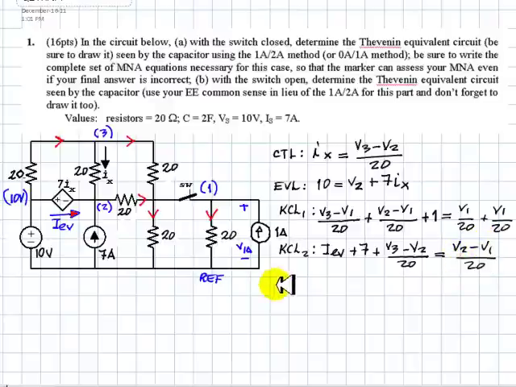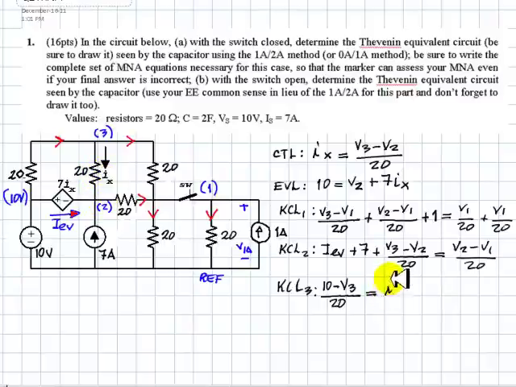And we go for KCL 3. Currents entering node number 3, only one the way we drew them, this one: (10 minus V3) over 20. And that is equal to this current. You can write that as (V3 minus V2) over 20, or just Ix.